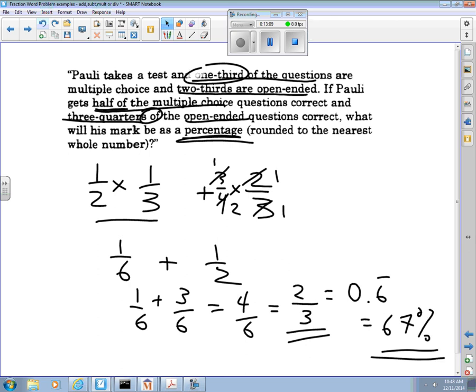So there's some examples of some of the tougher word problems that you'd be expected as a grade 8 student to be able to handle on one of the upcoming math tests.